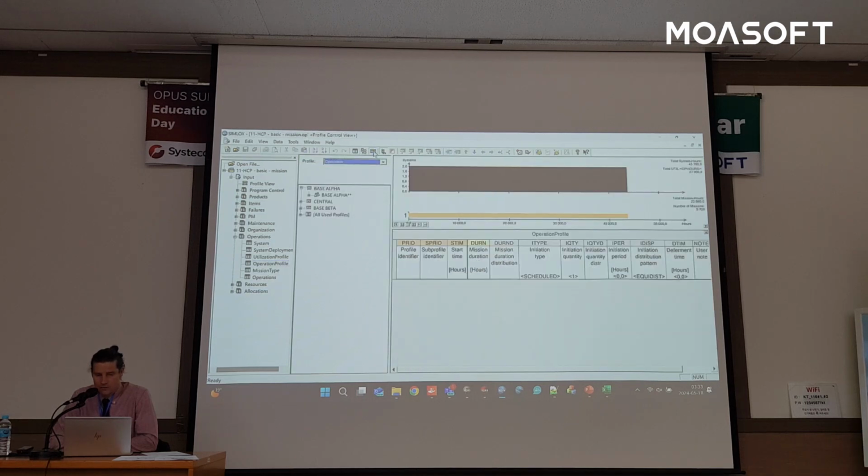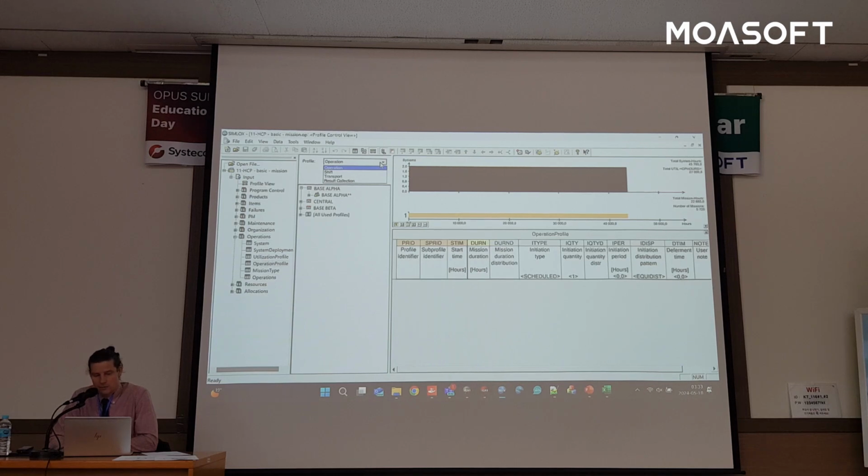So if we go here to the profile view, you see that we can select different things here. For example, operations, shifts, which is something that is used to describe when the resources are available, for example. We can also do it for transportations, where we can say that during certain periods of the year, the transport is cut off. We cannot perform transportations every day, for example.